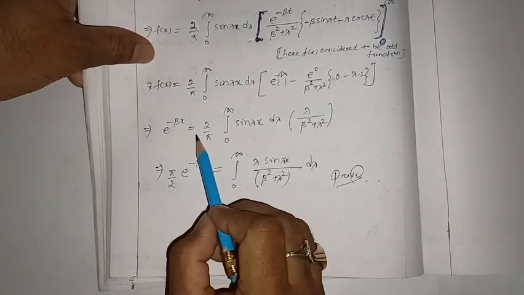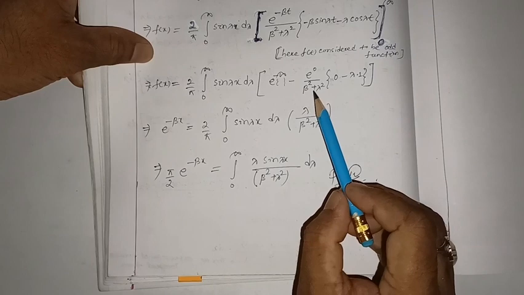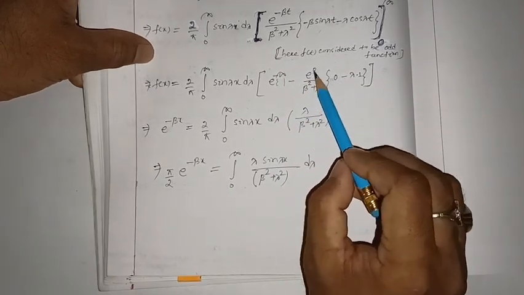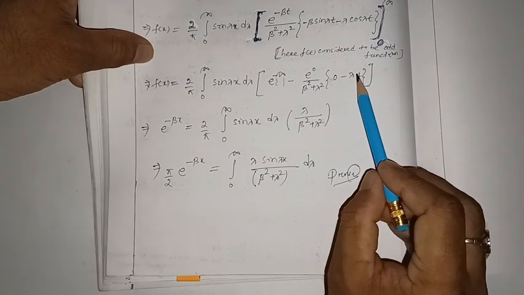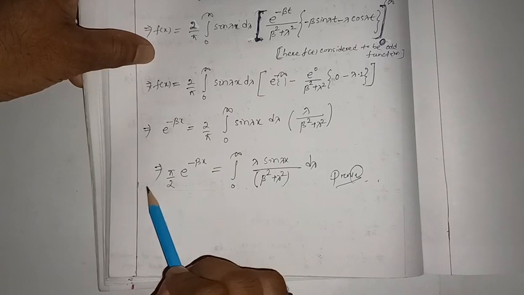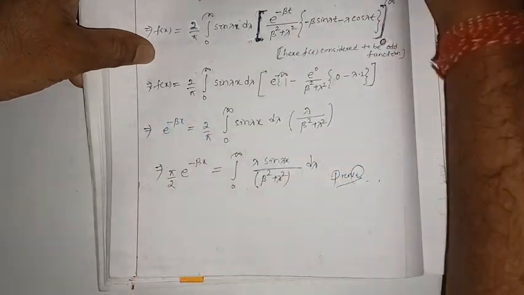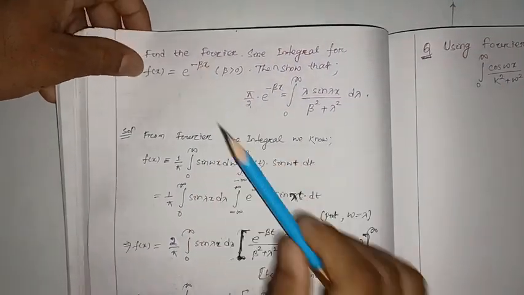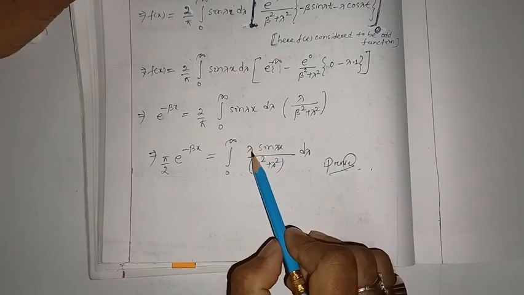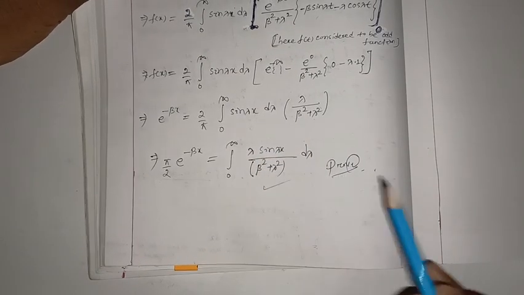So e to the minus beta x equals 2 by pi, 0 to infinity, sine lambda x d lambda. Here you can see this value will be 0, e to the minus infinity, and minus minus plus, e to the 0 is 1, lambda is there, lambda by beta square plus lambda square. So that implies pi by 2 e to the minus beta x, because f of x in our question has been given as e to the minus beta x. So pi by 2 e to the minus beta x equals 0 to infinity lambda sine lambda x d lambda by beta square plus lambda square, hence proved.